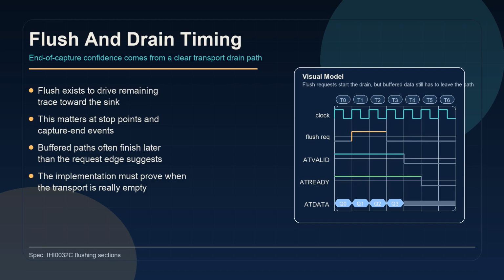Flush is where transport correctness becomes visible. The request edge is not the end of the story. The implementation must show how the remaining beats drain all the way to the sink.